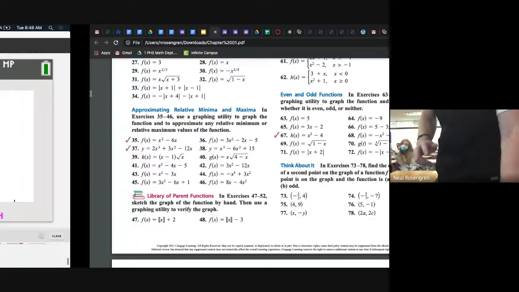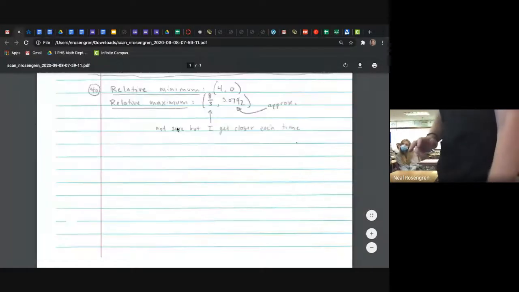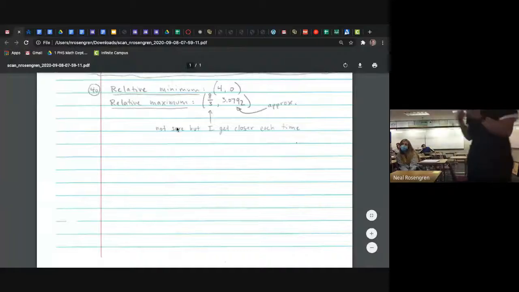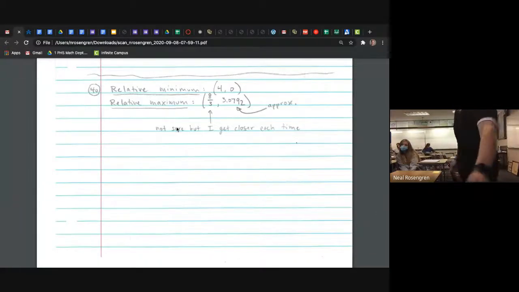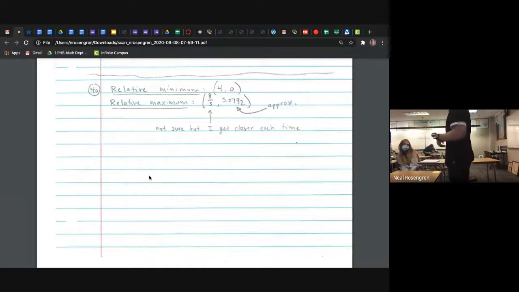So when I wrote my answers down for this one, I said, all right, 4, 0, definitely my relative min. But my relative max, I think it's 2.6 repeating, which is 8/3. But I'm not sure because I keep getting closer every time. So I want whoever's reading this to know that I'm just guessing my way through this. And then when I wrote the y value, 3.0792, and it kept going, I have to round.